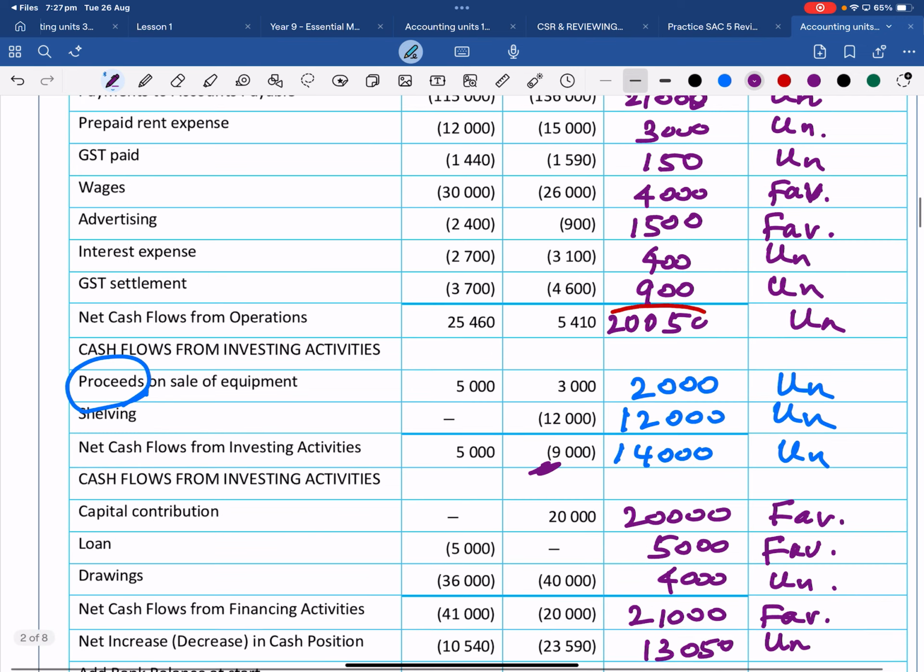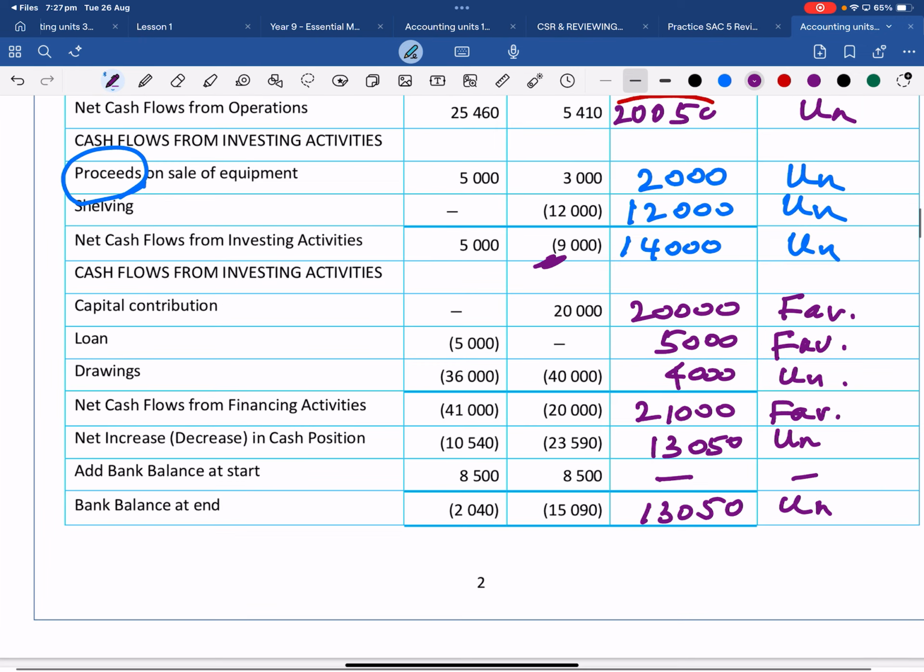And remember, I told you there's a problem with financing. You can say it's favorable, don't worry, but why is it favorable? It's because of the capital contribution. The owner had to contribute 20,000, and also there was a loan repayment that we deferred.